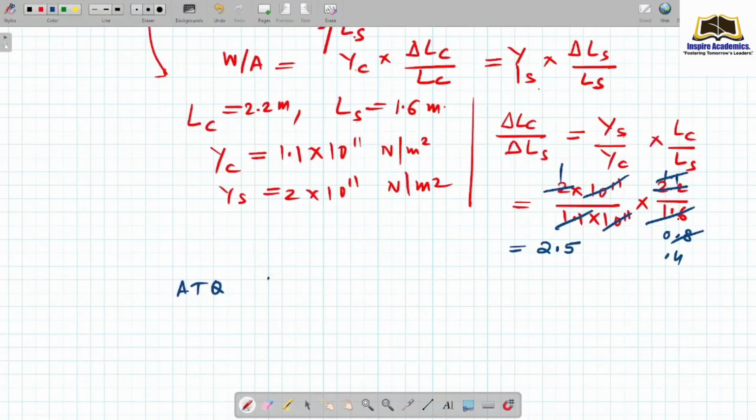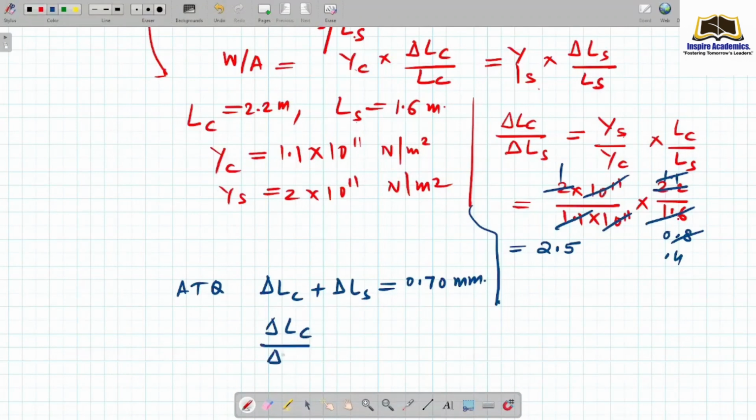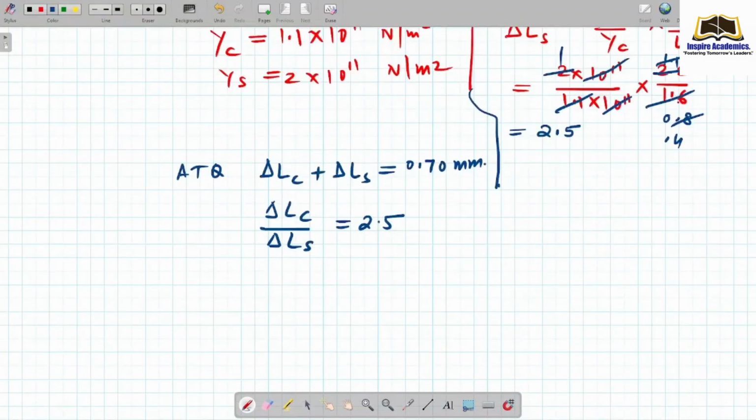ATQ, डेल्टा LC प्लस डेल्टा LS इज इक्वल टू 0.70 millimeter. All right. So this is what we have. And at the same time, दूसरा डेल्टा LC upon डेल्टा LS is 2.5. Now from this we can easily get delta LC and delta LS separately.